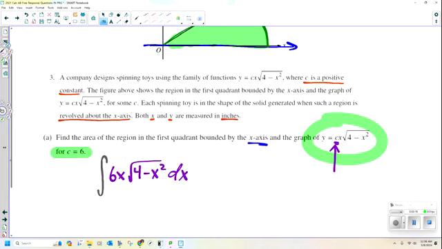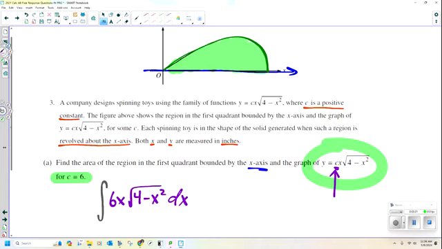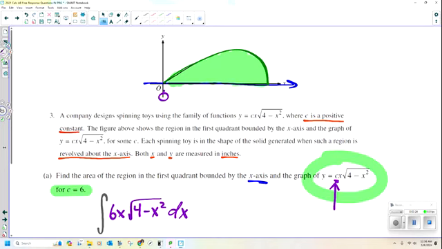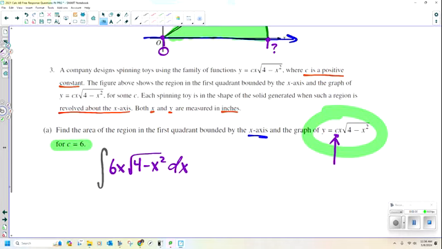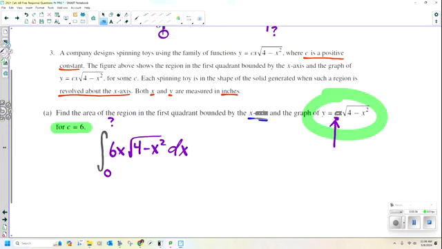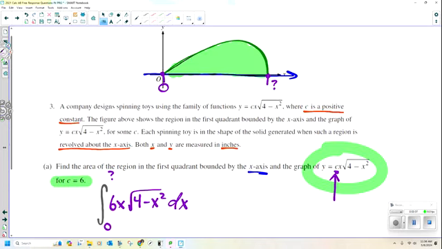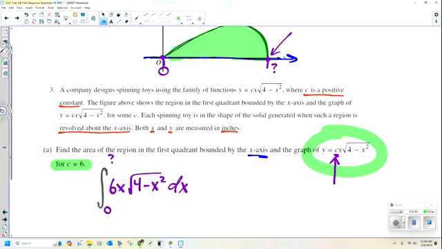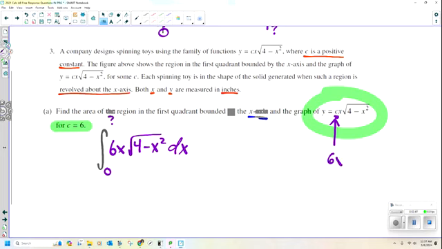First off, what are my bounds? I'm going to look at my graph. I know it starts where x is 0 right here, but what's this value? Okay, so down to my integral, my lower bound is 0, but I don't know this upper bound yet. Well, I need to see where my function is equal to 0. I got to find the 0 value here. So on the side, I know my function is 6x square root of 4 minus x squared. Where does that equal 0?